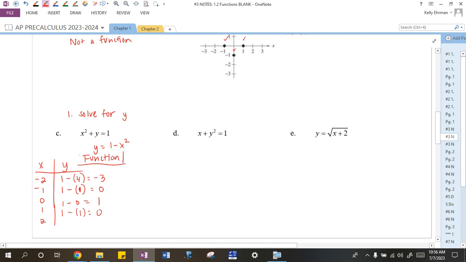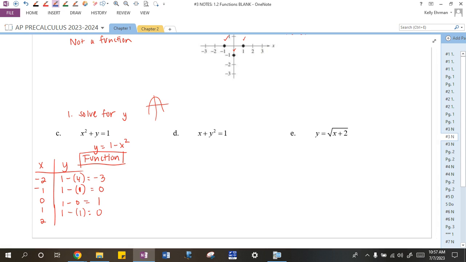You could also think about this graph. We haven't talked about transformations yet, but you've done so much in Algebra 2. You might remember that this graph looks like that. And I know we haven't talked about the vertical line test yet, but you might remember that the vertical line test shows you one input goes to one output.